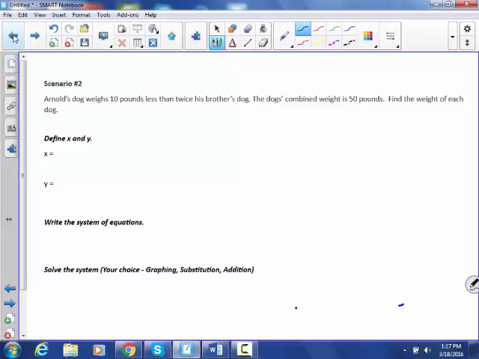So what two things are we talking about in this problem? What two things are we trying to find? Caden. Yeah, his other dog.